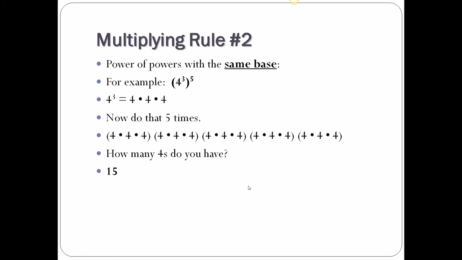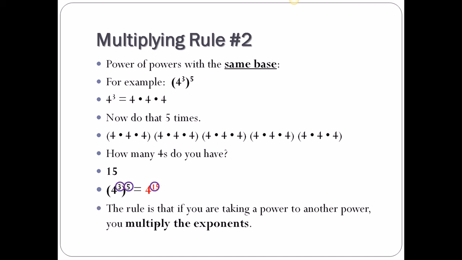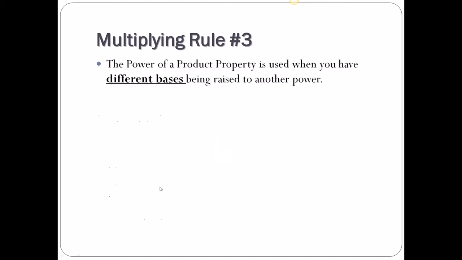I have 15 4s. So 4 to the 3rd raised to the 5th power is 4 to the 15th power. So what do you notice about that 3 and the 5? How did it make a 15? Yeah, multiplying. So the rule for multiplying, rule number 2 for exponents, is that if you're taking a power to another power, you multiply the exponents. So 3 times 5 gives us 15. Not bad.